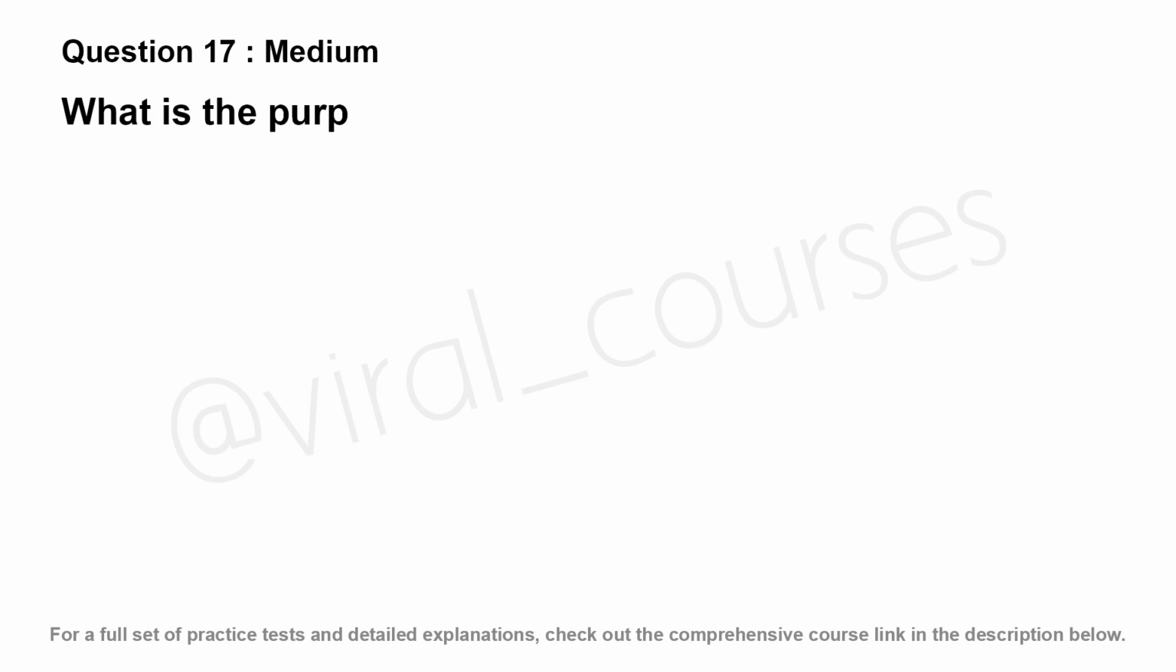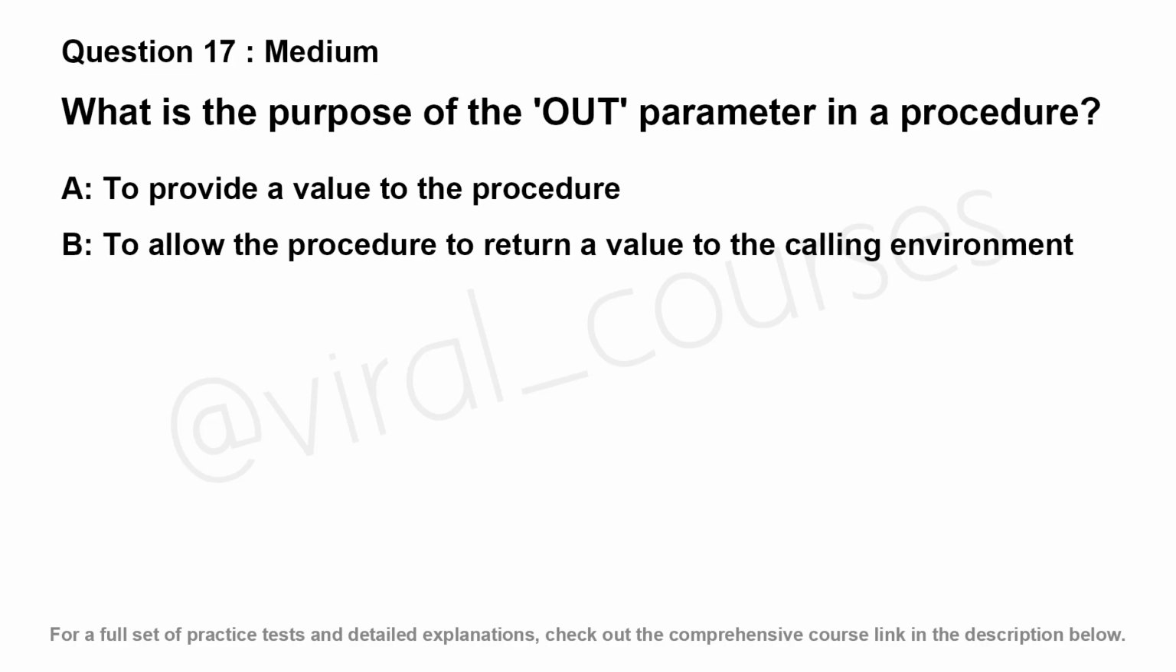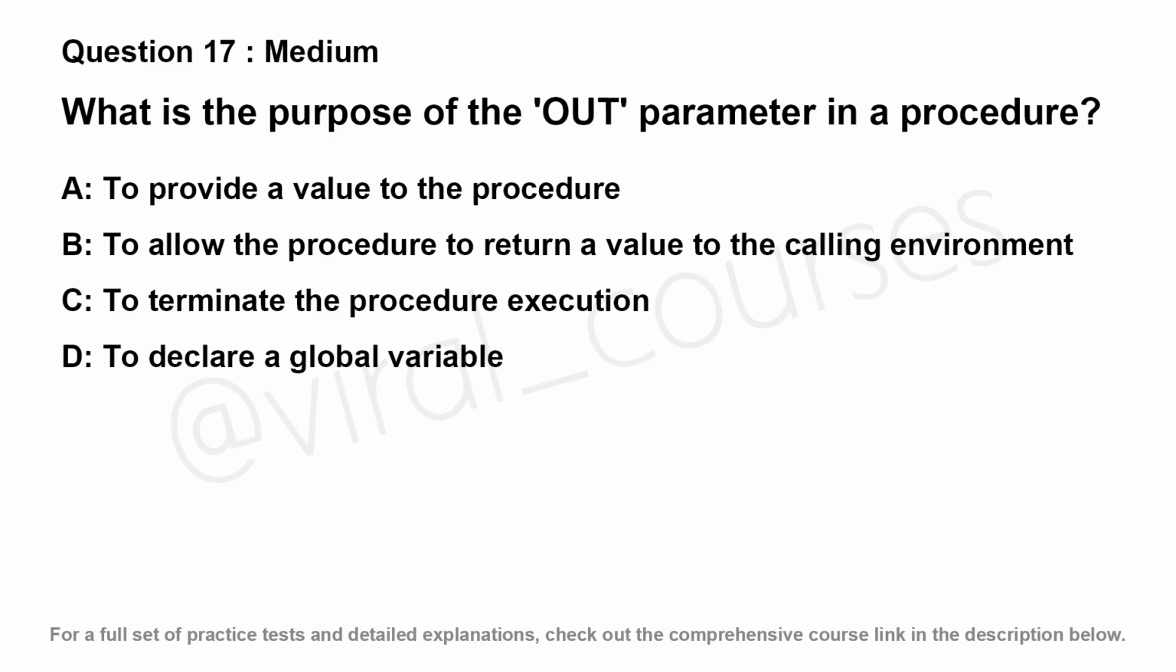What is the purpose of the OUT parameter in a procedure? Option A. To provide a value to the procedure. Option B. To allow the procedure to return a value to the calling environment. Option C. To terminate the procedure execution. Option D. To declare a global variable.